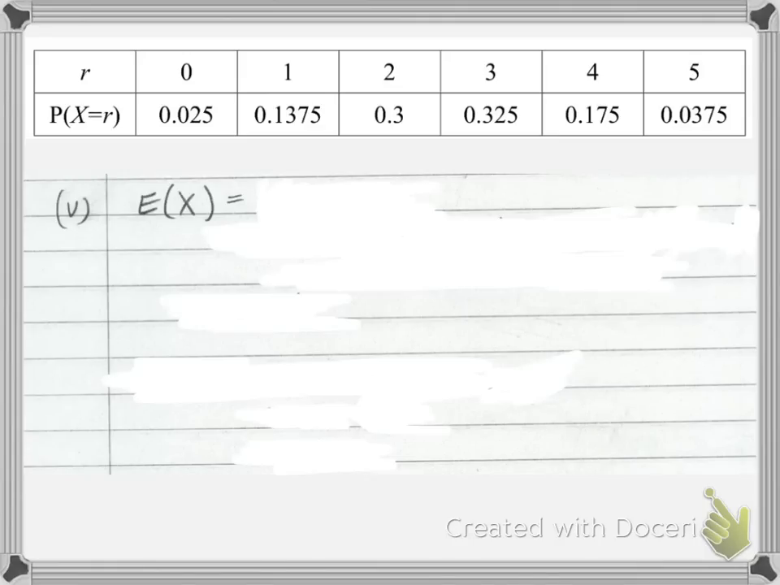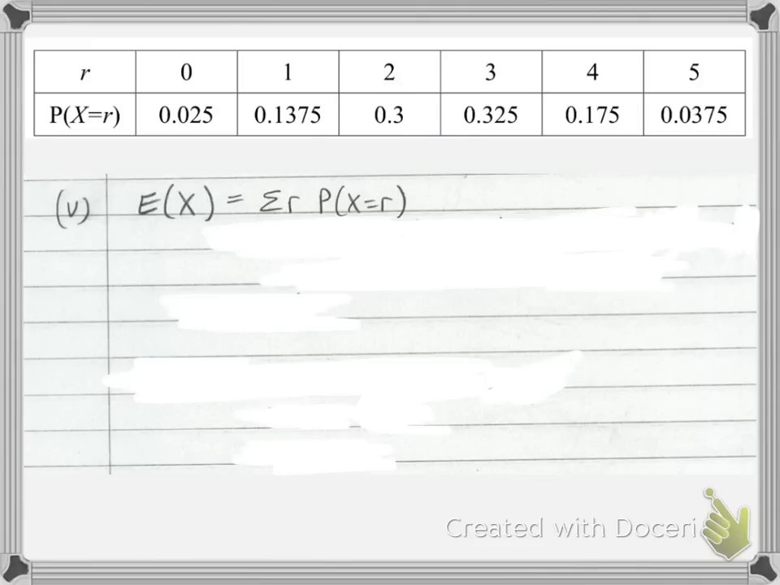So on to part 5, and we're looking for the expectation and variance of x. This is a nice, easy way to get marks, provided you know the formulae. So the formula for the expectation of x is simply the sum of r multiplied by the probability that x equals r. All that means is that we multiply each r value with its probability, and then we add up all these products.